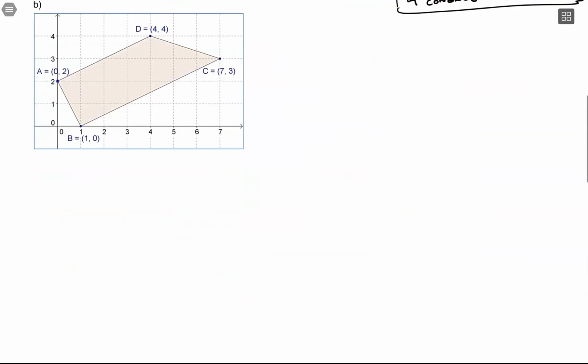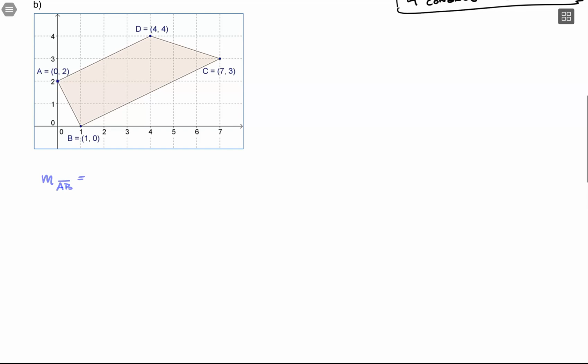Okay, folks, for this one we have quadrilateral ABCD. Coordinates for each of those points is already labeled for us on the graph. Let's go ahead and do this one. Just take a quick little shortcut on this one. Let's do all the slopes really quickly. And let's do the slopes by just counting on the graph.